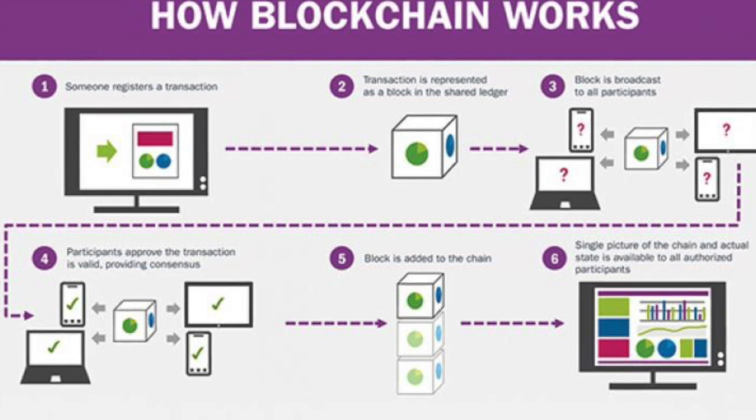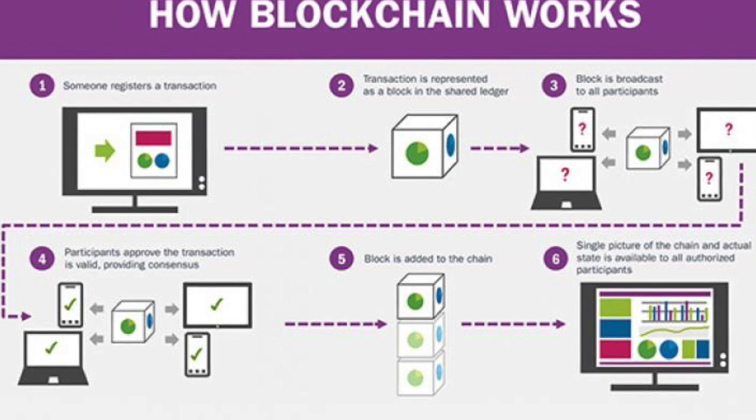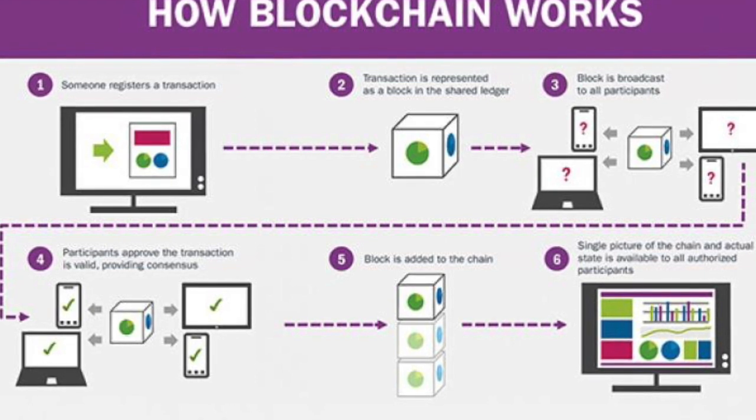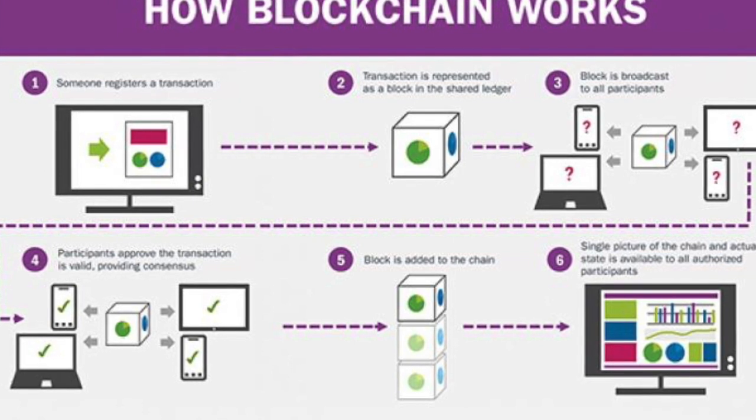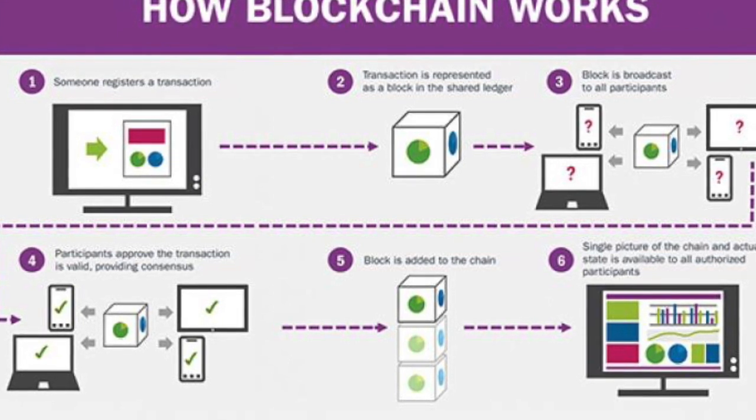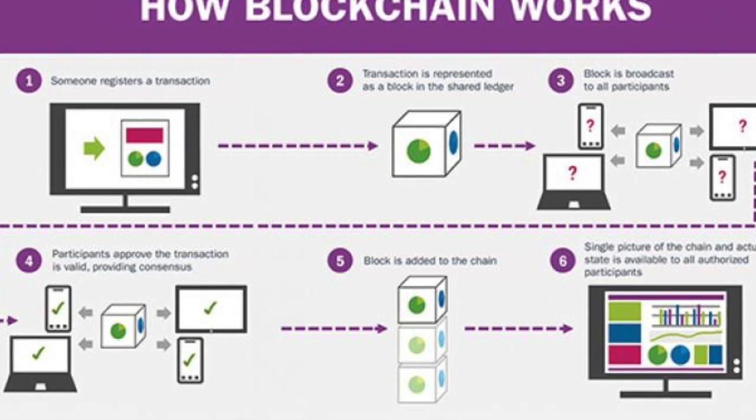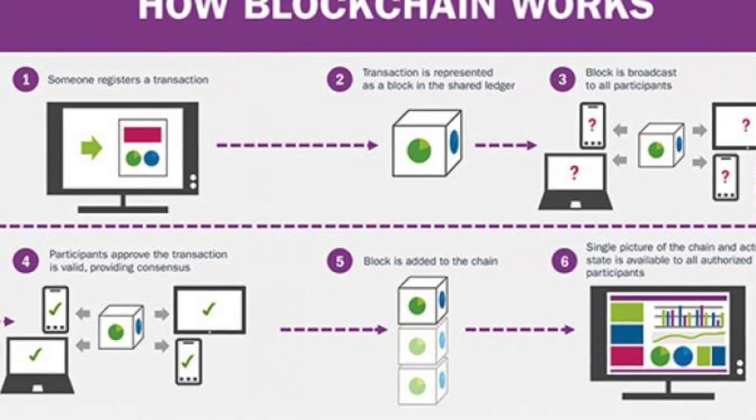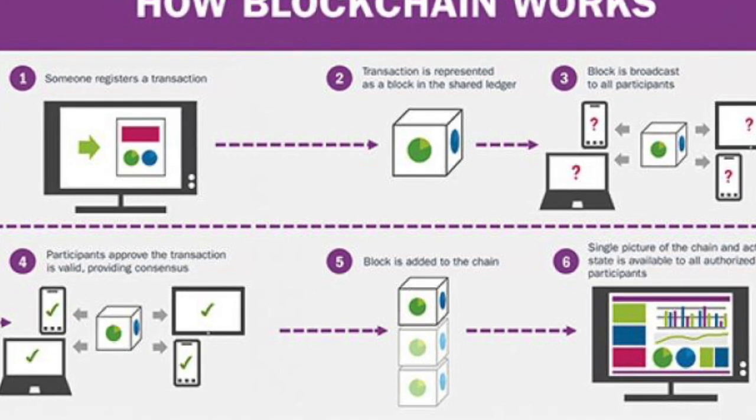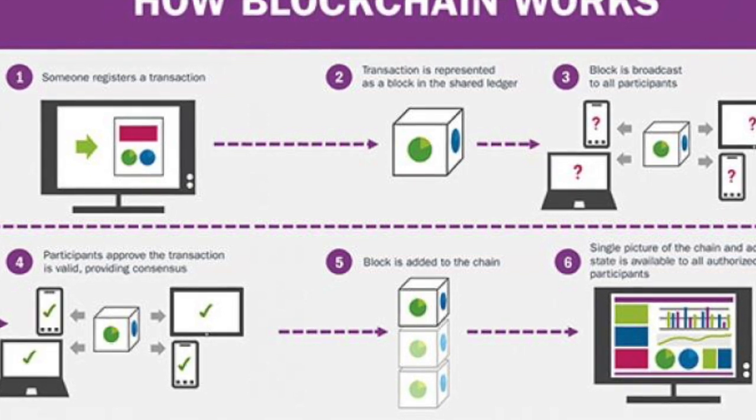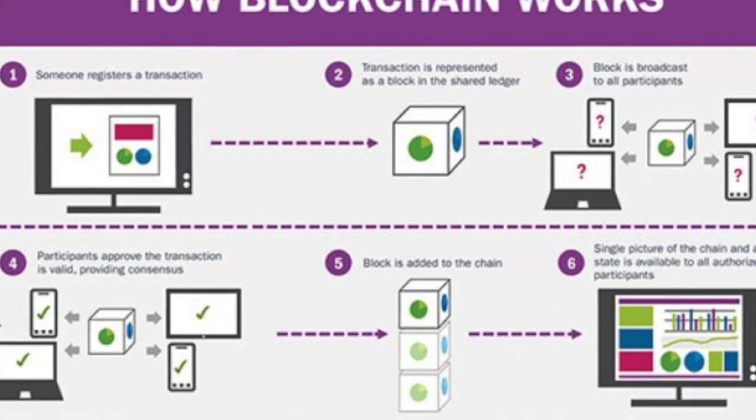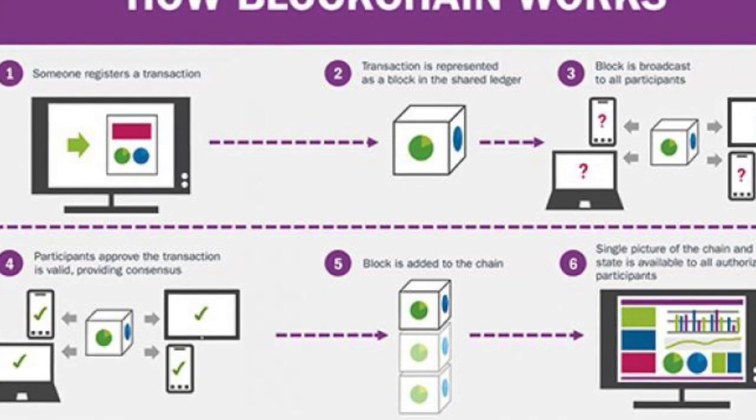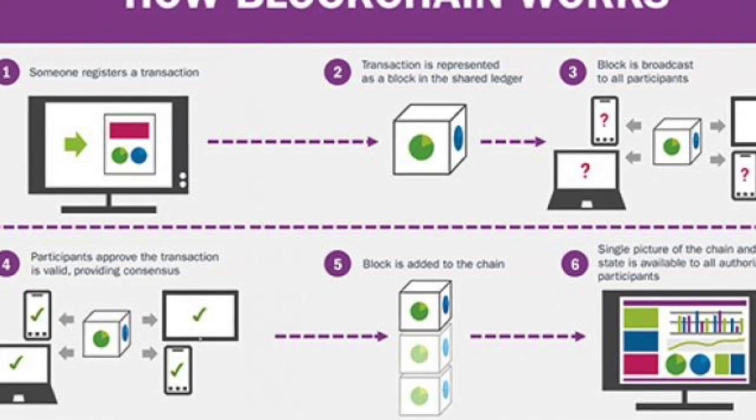Blockchain is a ledger. It's like the internet to media. The internet replaces conventional paper media. Blockchain replaces the conventional paper ledger. So someone registers a transaction, and the transaction is represented as a block in the shared ledger, and the block is broadcast to all participants. And participants approve that the transaction is valid, providing consensus.